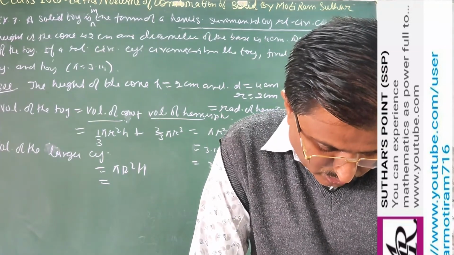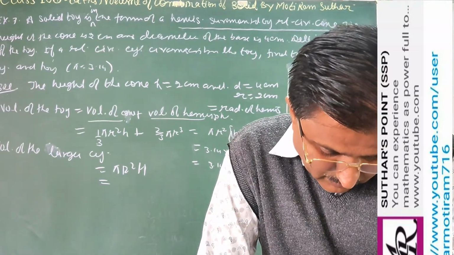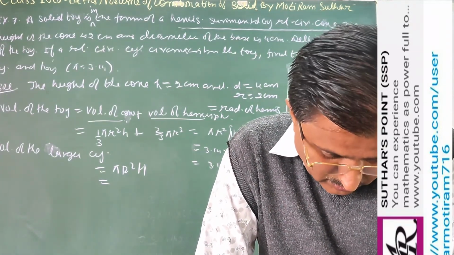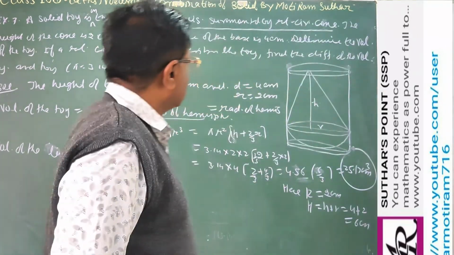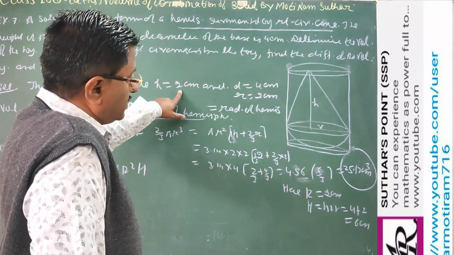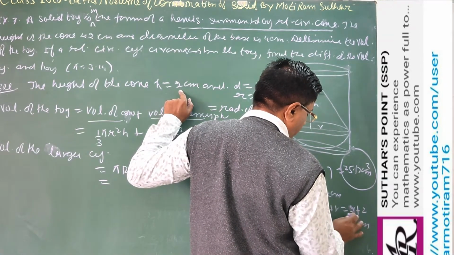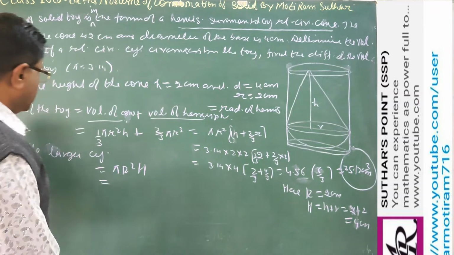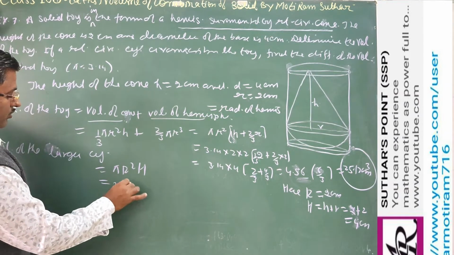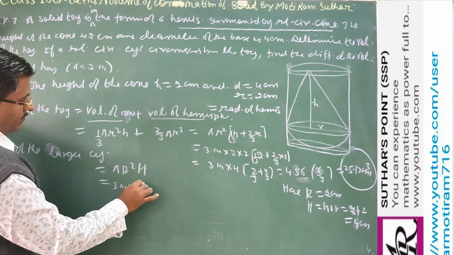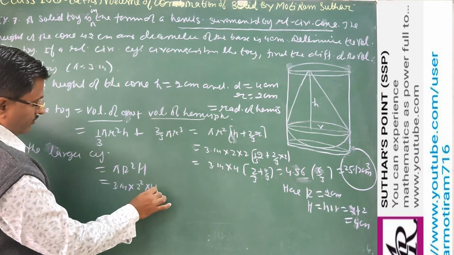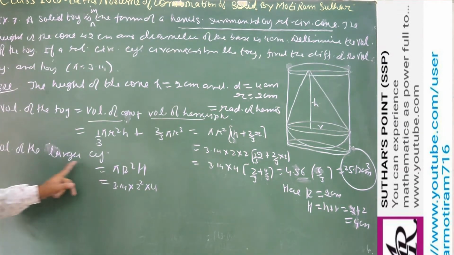So the height is given as 2, not 4. This is height 2 is given. So the height of the cylinder is 4. Now make the calculation. Pi you can use as 3.14, radius is 2 and height is 4. So this is the volume of the larger cylinder.